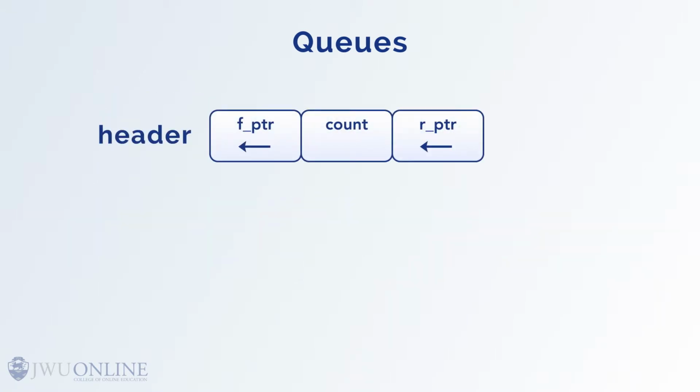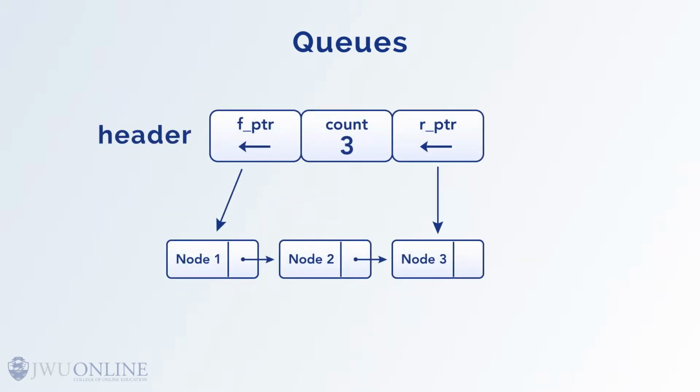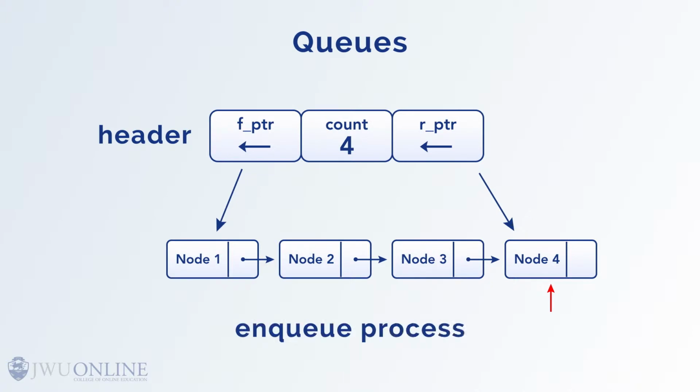In our illustration, we start with a header with 3 nodes. If a 4th node is created via malloc, we add it to the rear of the queue by setting the next field of node 3 to the new_pointer pointing to node 4, and then reassigning the header.r pointer, or the rear pointer, to that same new_pointer. This creates a new list that looks like this. We call this the enqueue process.